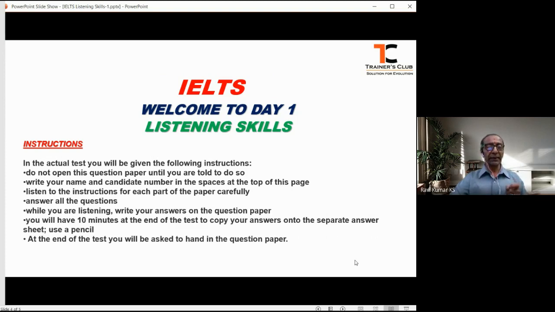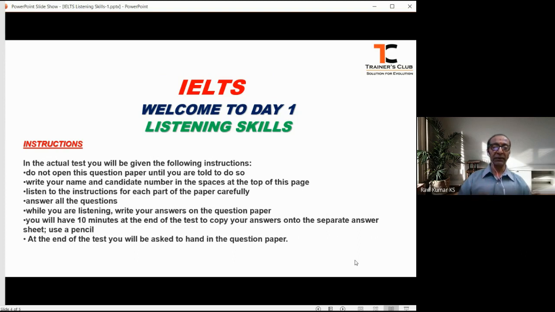Then answer all the questions. No worries if you don't know the answer, but don't leave the questions blank. You have to fill in something. Even if it is wrong, no problem. As I told you, there will be no negative marking. You need not worry about it. But if you leave it blank, then your marks will be reduced. Be very careful about this. Don't leave the questions blank.